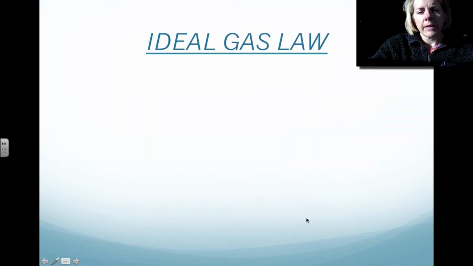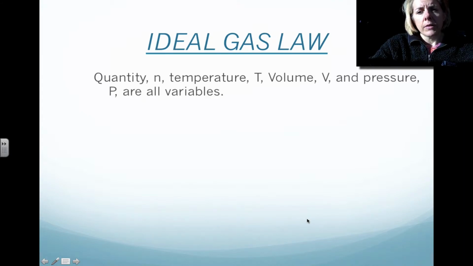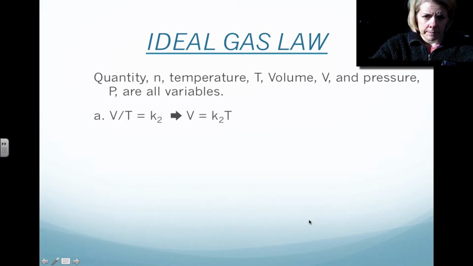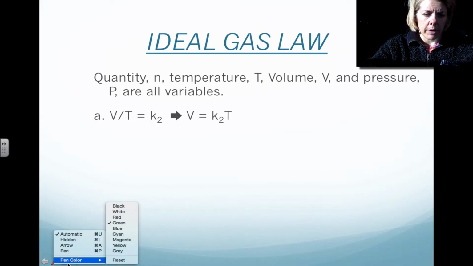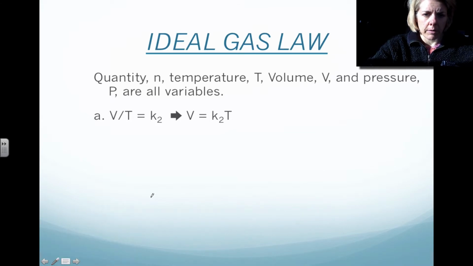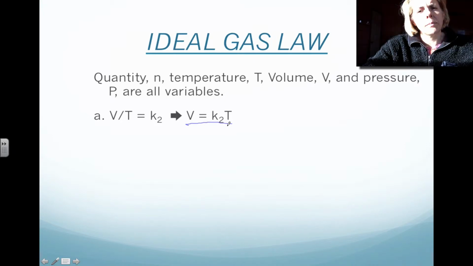Okay, so the last law we're going to look at is the ideal gas law. And notice that we're looking at everything. So we're looking at the amount in moles, we're looking at temperature, we're looking at volume, pressure. So we're not assuming anything is constant. Now, if we took Charles' law and we rewrote it a different way, we'd say volume equals a constant times temperature.